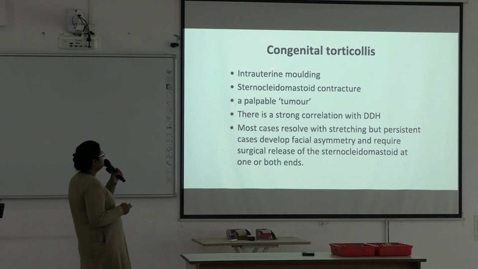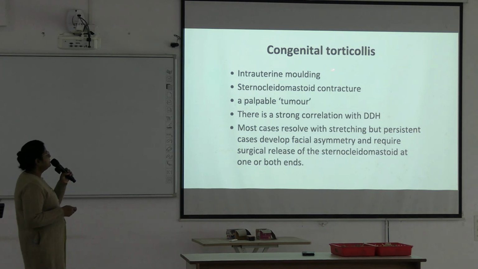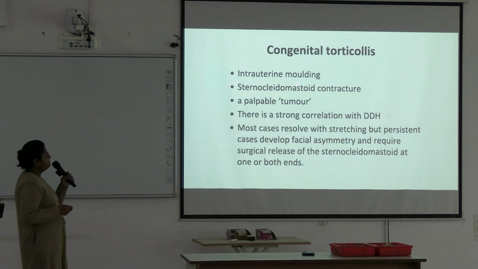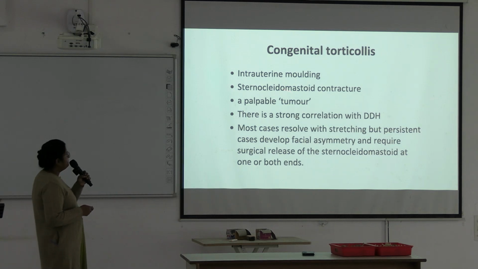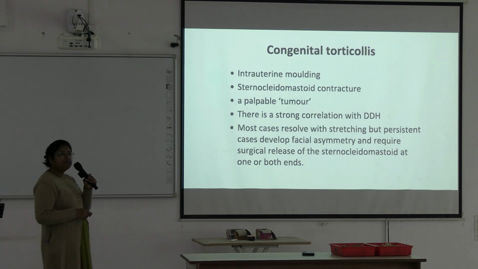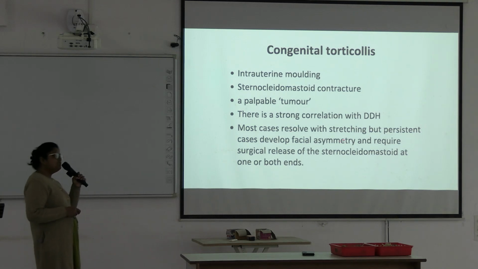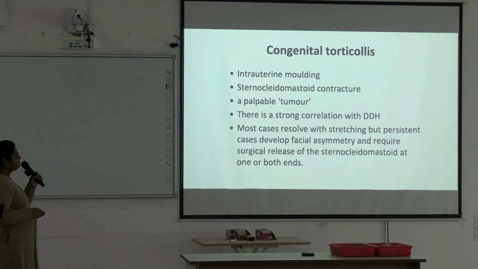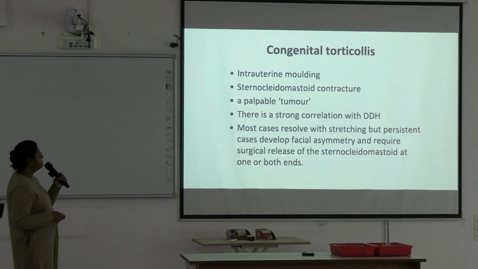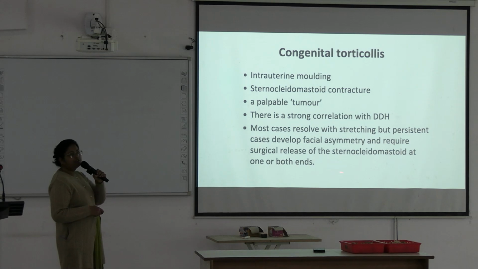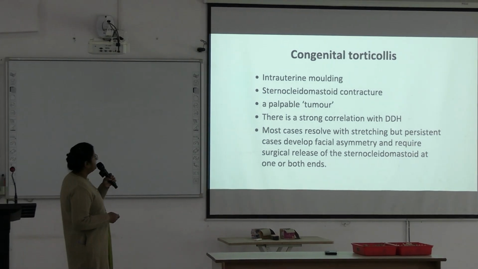Next, congenital torticollis occurs due to intrauterine molding, sternocleidomastoid contracture, and a palpable tumor. There is a strong correlation with dysplasia of the hip joint. Okay, and most cases resolve with stretching, but persistent cases develop facial asymmetry and require surgical release of the sternocleidomastoid at one or both ends. Okay.